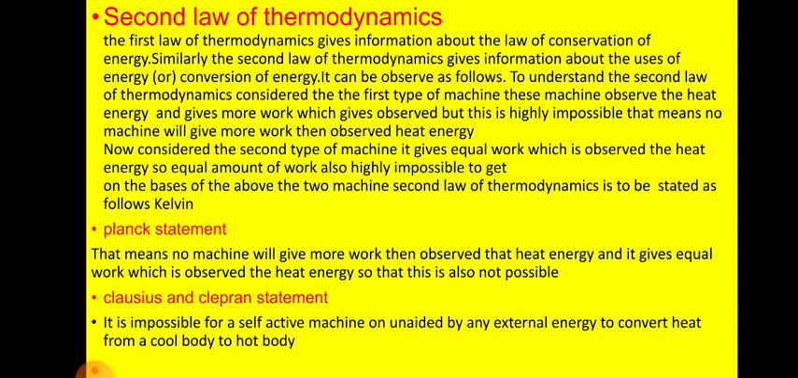To understand the second law of thermodynamics, consider the first type of machine. This machine absorbs heat energy and gives more work than absorbed, but this is highly impossible. That means no machine will give more work than the absorbed heat energy. Now consider the second type of machine. It gives equal work to the absorbed heat energy. So an equivalent amount of work is also highly impossible to get.